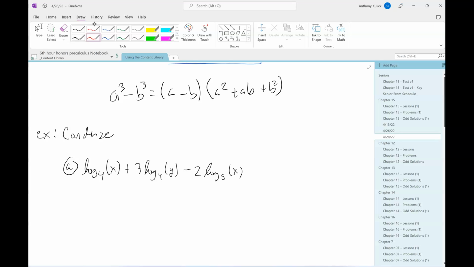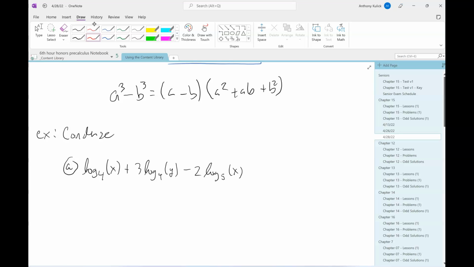All right, so remember that for condensing problems, the order in which we want to apply the properties is reversed. So instead of going quotient, product, power, we're going to go power, product, quotient. And then our Q's are reversed, right? Instead of looking for the product property, instead of looking for multiplication inside, we're looking for addition outside. For the quotient, subtraction outside. And for power, coefficients outside.